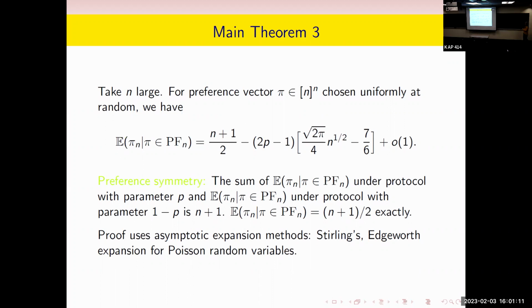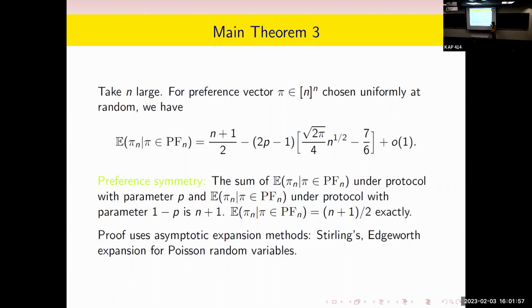Okay, so once we have the conditional distribution of pi_n equals j, then we can compute the expected value of pi_n by following probability concepts, and it will be equal to this. And again, we see preference symmetry here. The expected value of pi_n on the parameter p, added to the expected value of pi_n on the parameter 1-p, is n+1, and the expected value of pi_n is equal to this exactly on the parameter 0.5.